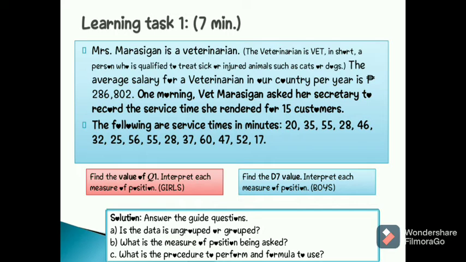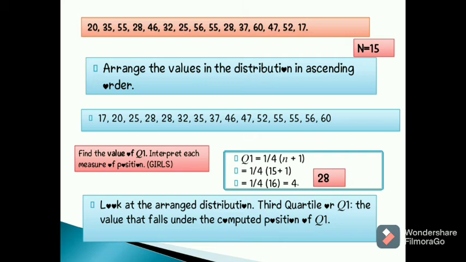So if the data is grouped or ungrouped, as you can see here, this is the ungrouped. And then the measure of position being asked is, for girls, quartile 1, and for boys, decile 7. And what is the procedure to perform and the formula to use? For quartile 1, since this is ungrouped, we will use the formula for ungrouped. So here it is, and the answer was also here.